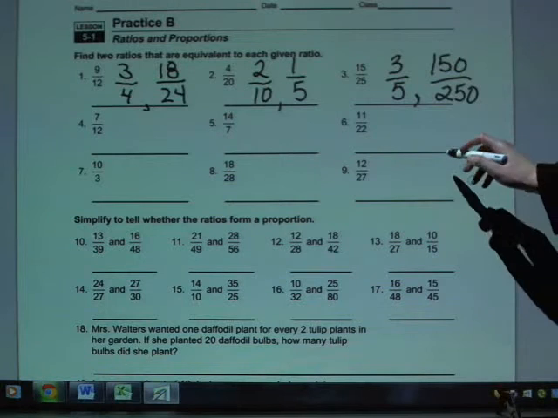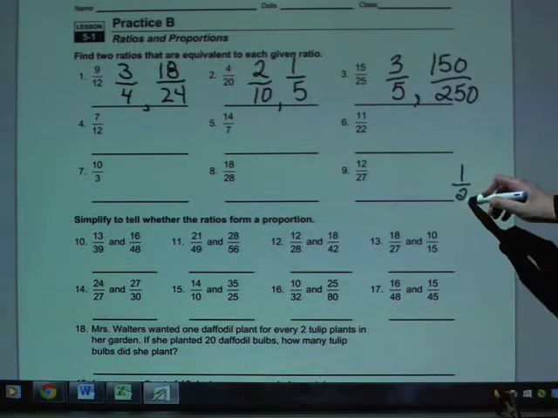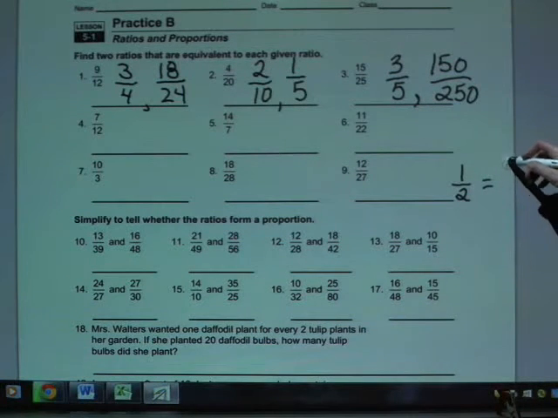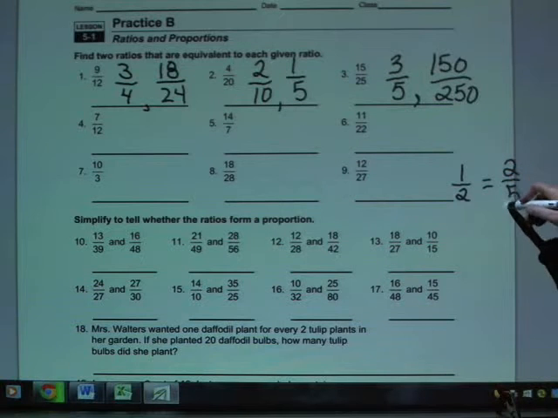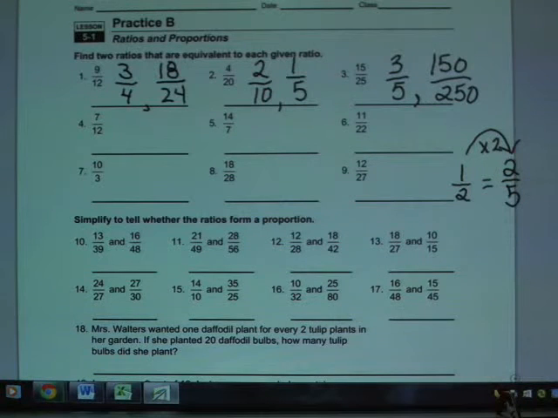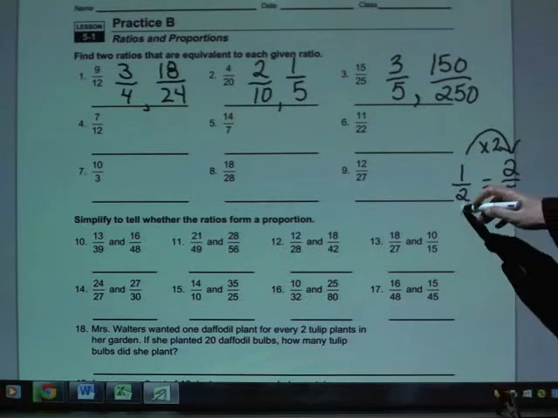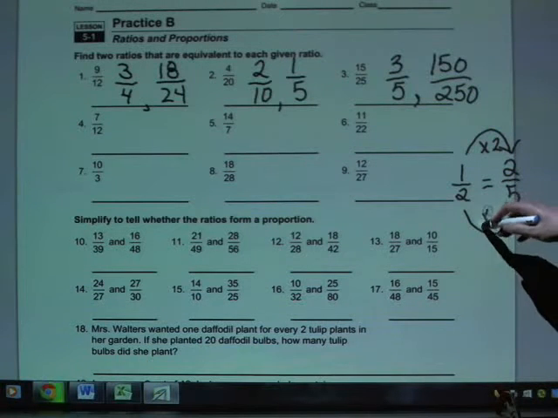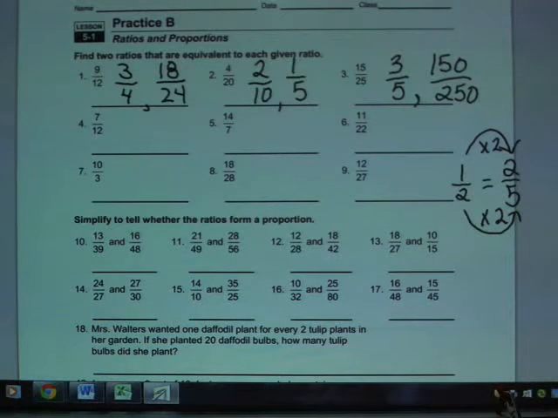For instance, let's say we had 1/2 and 2/5, which we know doesn't work, but I can use it as an example. To go from 1 to 2, we'd be multiplying by 2. So all I have to do is go check the bottom and see if multiplying by 2 works the same way there as well. If it does, it's a proportion. If not, it's not a proportion. Well, obviously 2 times 2 is 4, not 5. It didn't work, so that would not be a proportion.